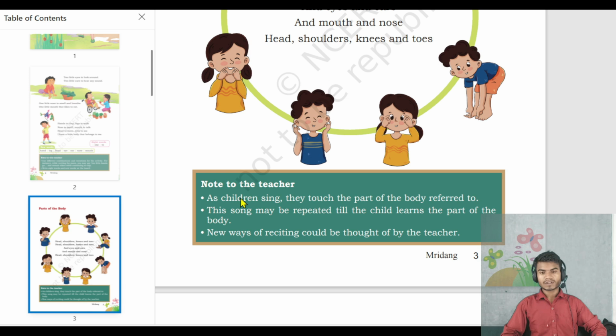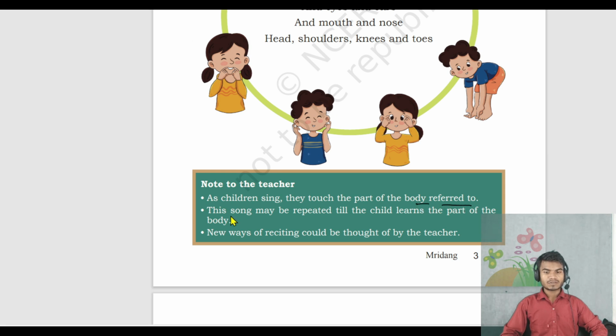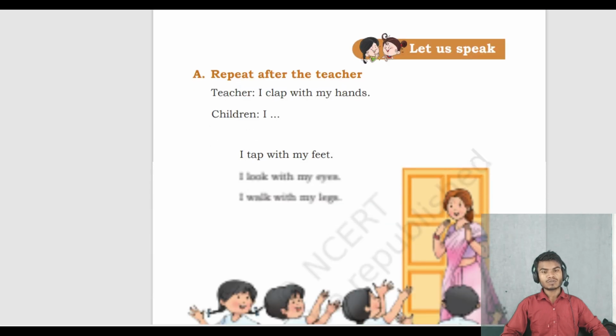Now let's read this. Note to the teacher. 1. As children sing, they touch the part of the body referred to. 2. This song may be repeated till the child learns the parts of the body. 3. New ways of reciting could be thought of by the teacher. Now let's go to the other page.